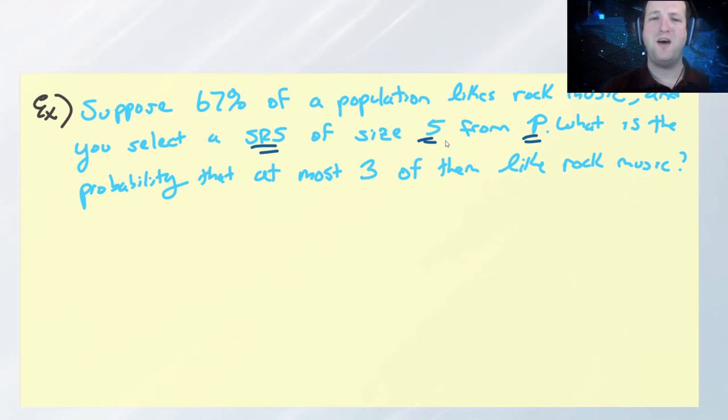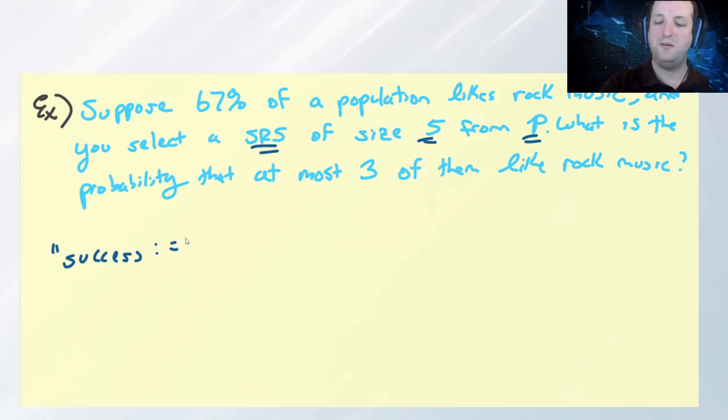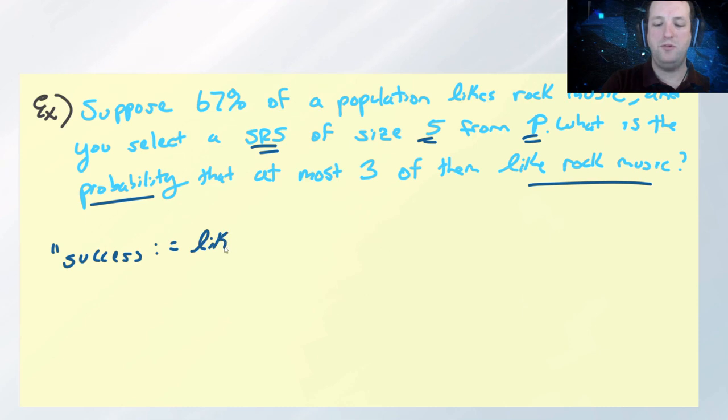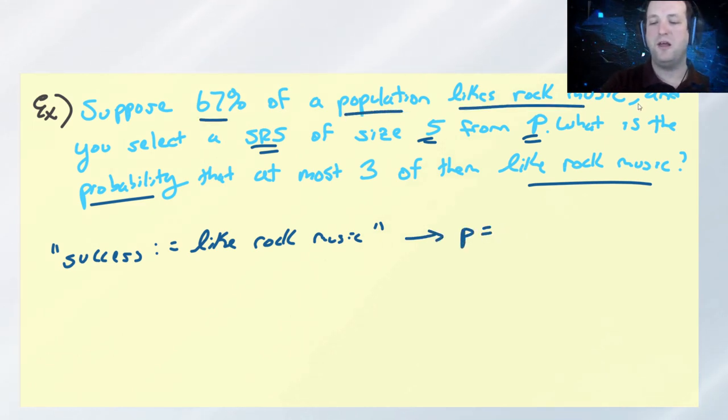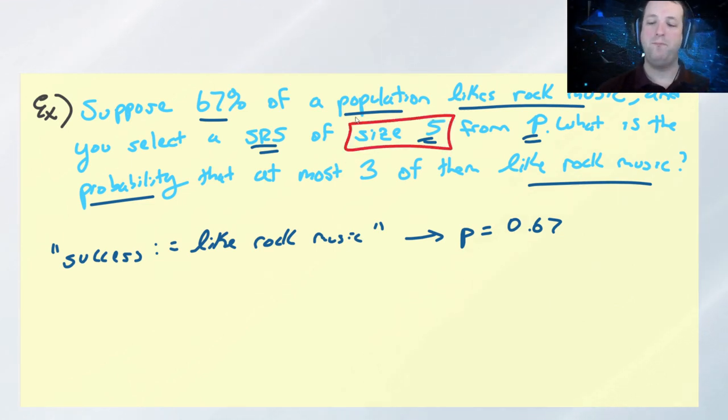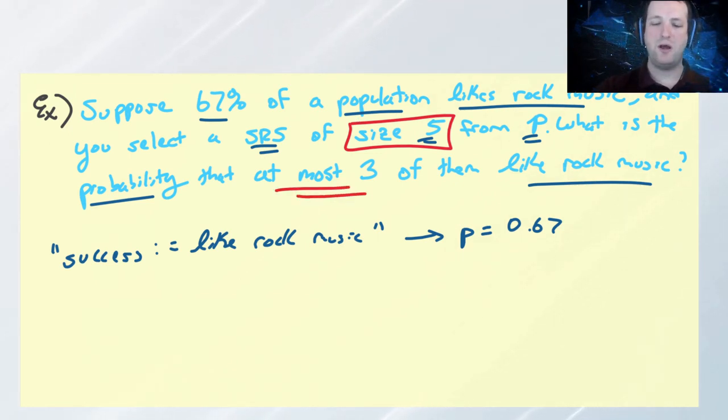So we're going to begin by defining what a success is. Since we're interested in the probability of liking rock music, I'm going to define a success as liking rock music. So do I know the probability of liking rock music? Yes, 67% of the population likes rock music, so that's going to be my probability of success. So we have an independent sequence, and what do I mean by sequence? We have 5 people, right? And we want at most 3. So let's write our problem down here.